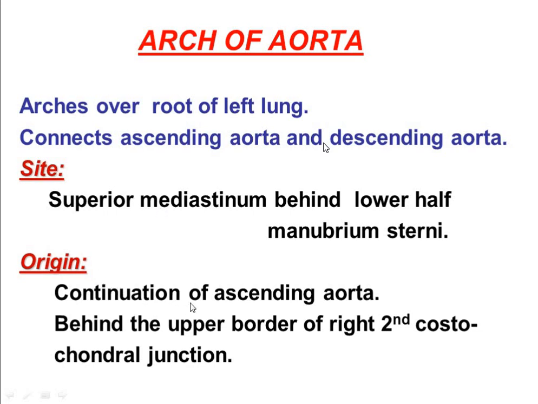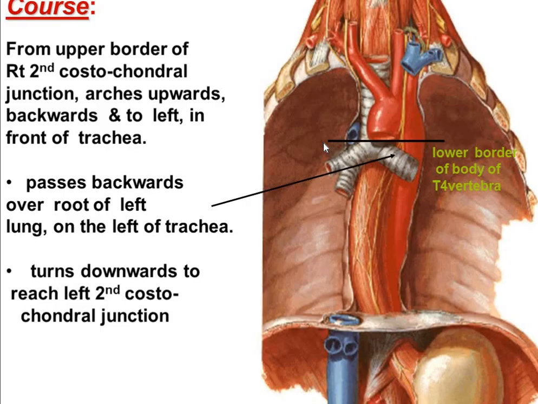So it's a continuation of the ascending aorta behind the upper border of the right second costochondral junction, where the ascending aorta continues as the arch of aorta. From the upper border of the right costochondral junction, it arches upwards, backwards, and to the left, anterior to the trachea. It's again oblique. It's not a simple arch going from right to left. It's arching upwards and backwards.